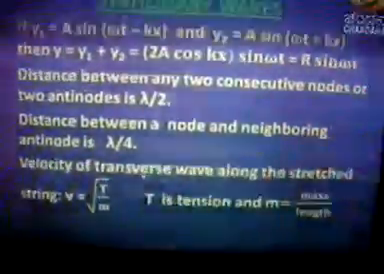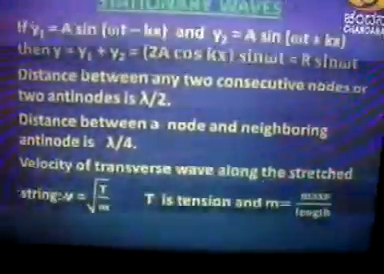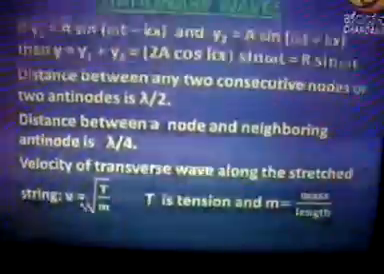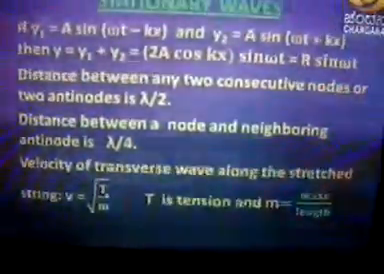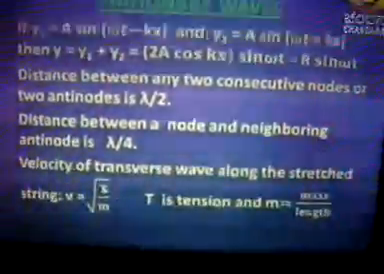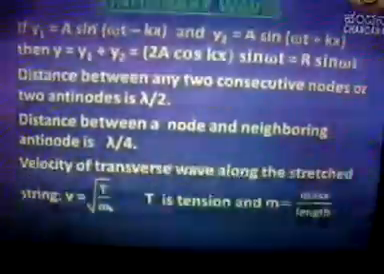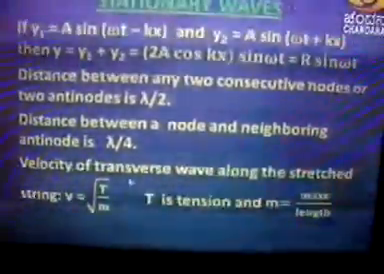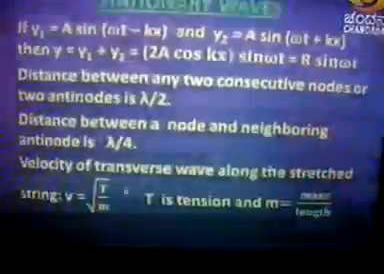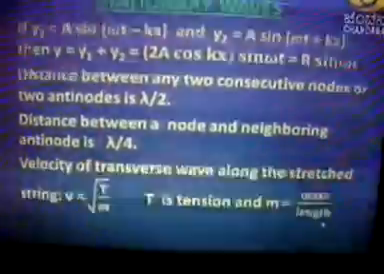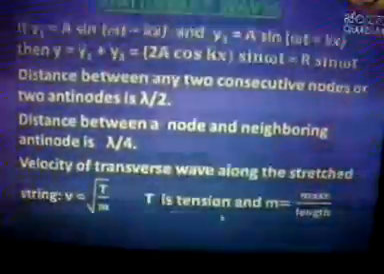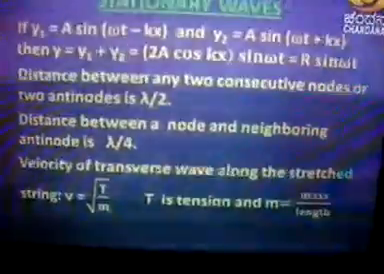And the velocity of a transverse wave along a stretched string is given by the expression V equals square root of T by M, where T is the tension acting along the string or thread and M is the mass per unit length of the thread, which is also called the linear density, that is, the mass of the string upon its length. So that ratio is known as linear density, denoted by the symbol M.